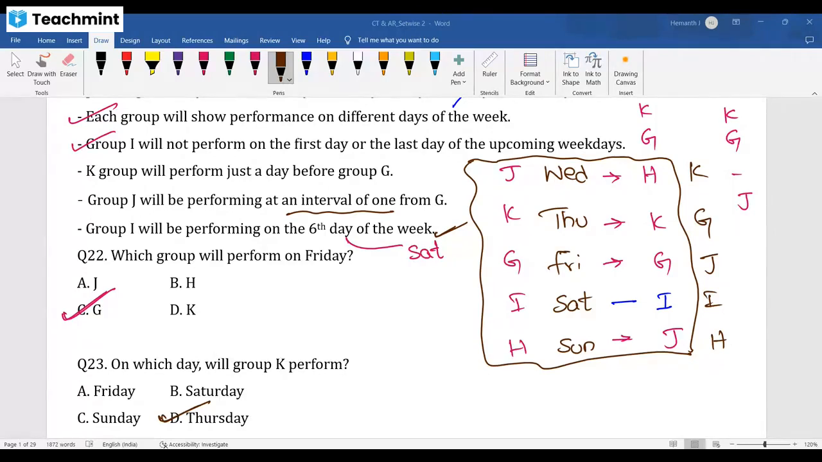Sir, can it be K, J? That's what the problem is. Why not K, J? There is a one interval gap. So that's not okay. G, I, J. Yes.